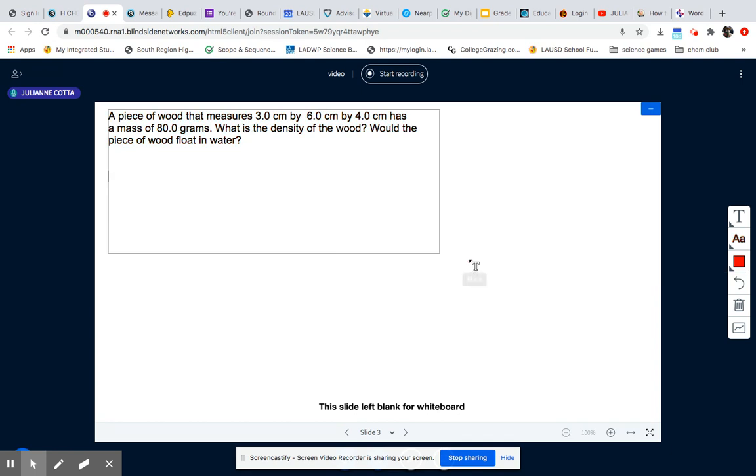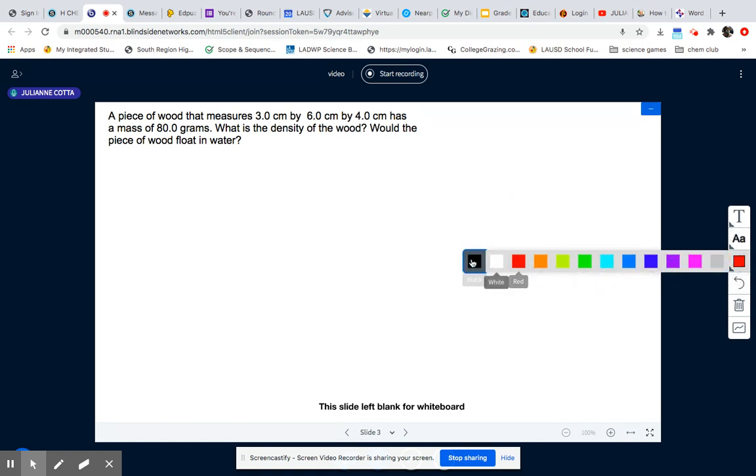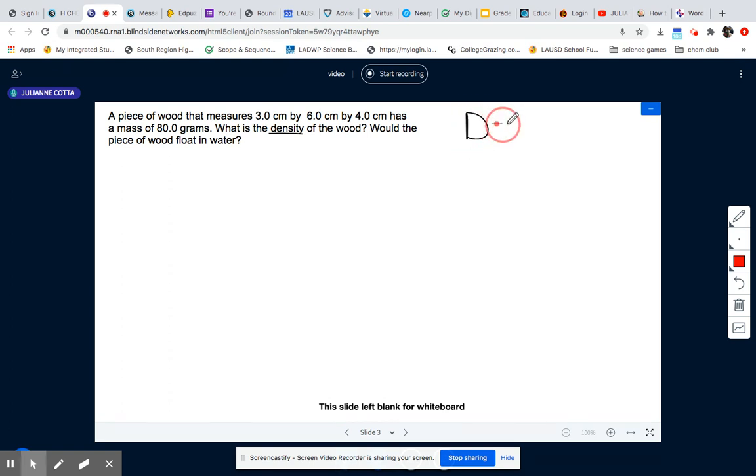A piece of wood that measures 3 centimeters by 6 centimeters by 4 centimeters has a mass of 80 grams. What is the density of the wood? Would the piece of wood float in water? First I want to write that I am looking for density, because it's asking me for density. So density equals mass over volume. And I see the mass of the wood, it's right here, 80 grams. But the problem is I do not see a volume.